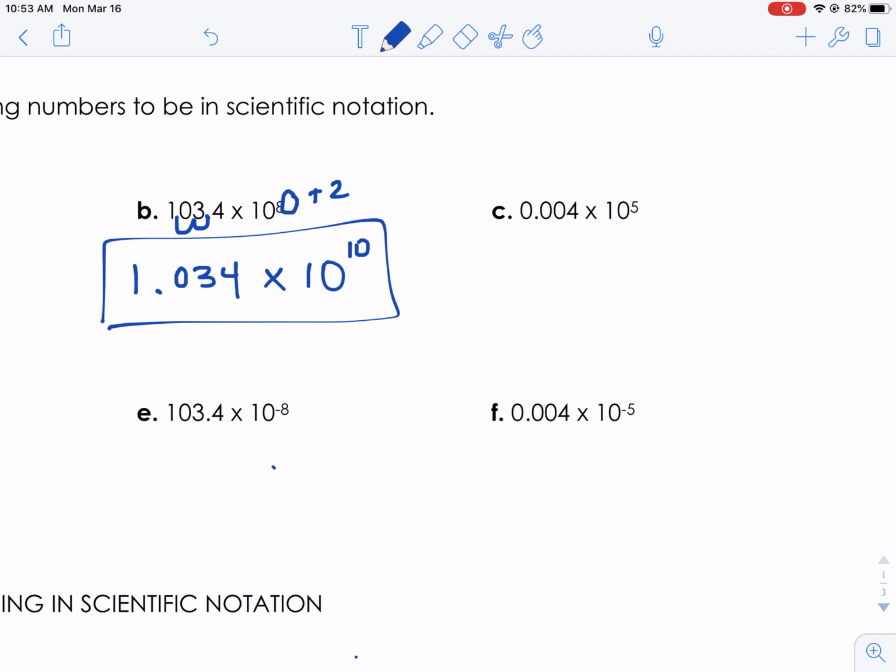In C, we have 0.004 times 10 to the fifth. To be in scientific notation, this would need to just be a normal 4. So in this case, we would have to move the decimal 3 times to the right. From 0.004 to regular 4, our number is getting bigger by 3 decimal places. So to balance it out, that exponent needs to get smaller by 3. So this would be 4 times 10 to the second.